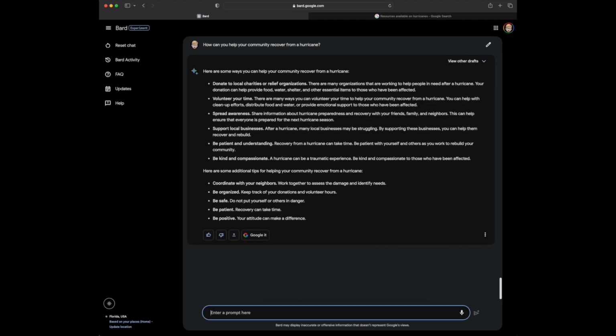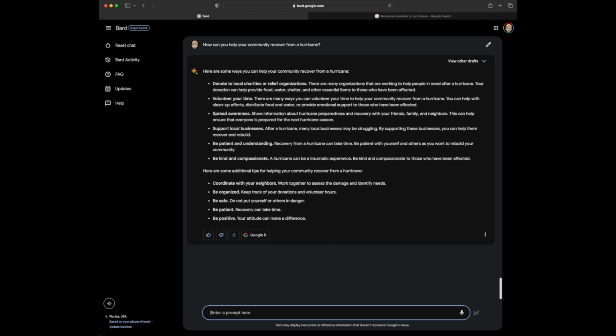So here's some ways to help your community recover from a hurricane. Donate to local charities and relief organizations. There are many organizations that are working to help people in need after a hurricane. Your donation can help provide food, water, shelter, and other essential items for those who have been affected. Volunteer your time. I know that many people will go volunteer their time to help communities recover and deal with cleanup efforts, distribute food and water, provide emotional support to those who have been affected.